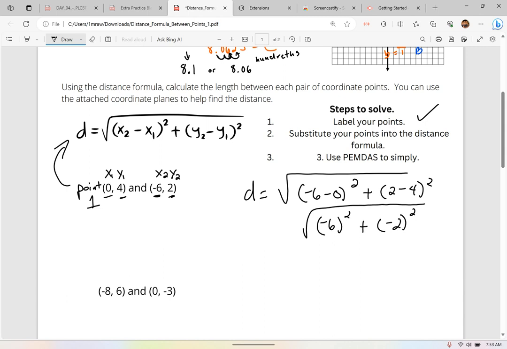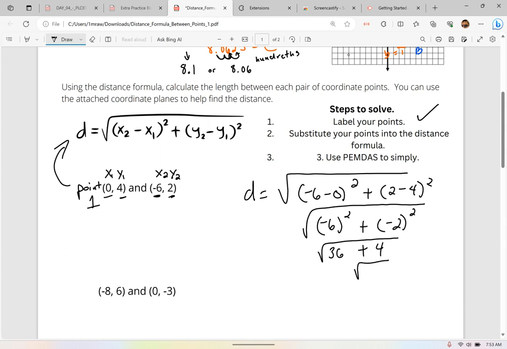Make sure you use parentheses, because if you don't use parentheses, it's going to give you a negative value, and all these things are going to mess up. So make sure you use your parentheses. Negative 6 squared is a positive 36, plus negative 2 squared is a positive 4. Yes, believe it or not, when you square a negative, you get a positive number.